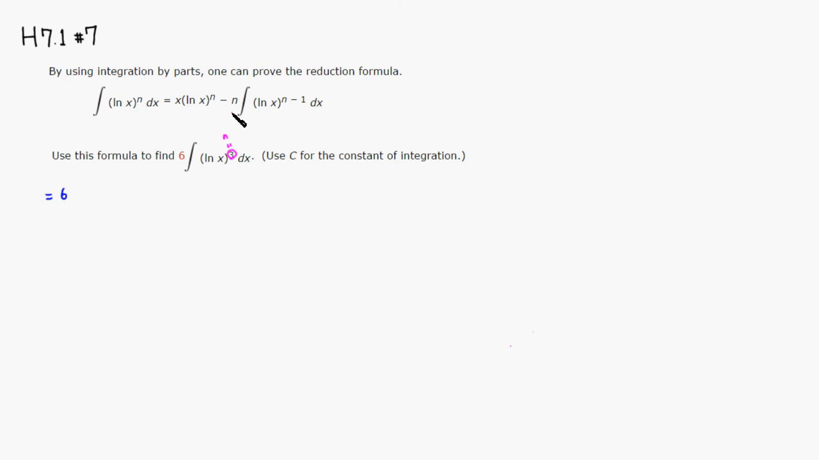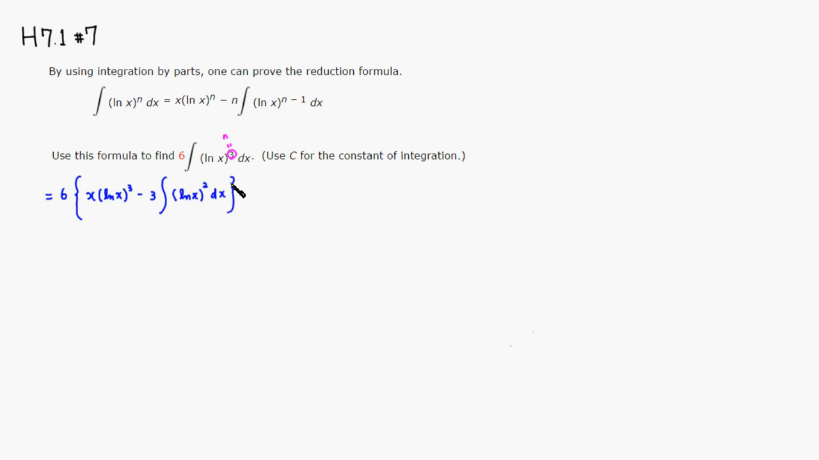So we're going to apply this formula to get this. Remember n is 3. So you have x times natural log of x raised to the n, so that's going to be 3, minus 3 times the integral of natural log of x to the n minus 1, so that would be 2, dx. So we got that.